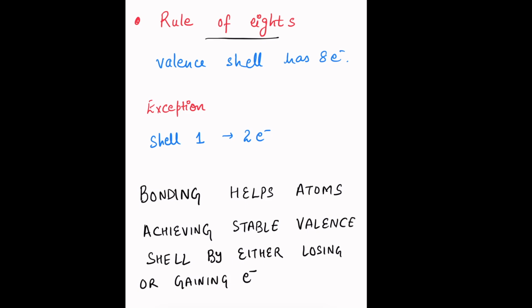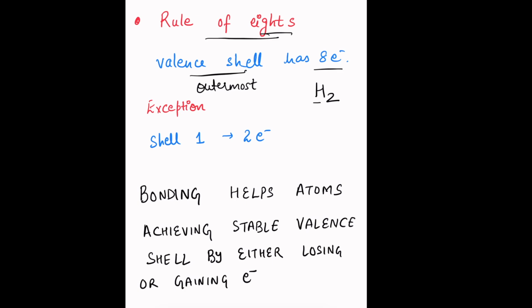What is the rule of eight? The rule of eight means that the valence shell, which is the outermost shell of electrons, needs to have 8 electrons. So 8 electrons means a stable molecule. When I say molecule, it means different atoms combine in a specific formula to form a molecule. For example, hydrogen, which exists as H2.